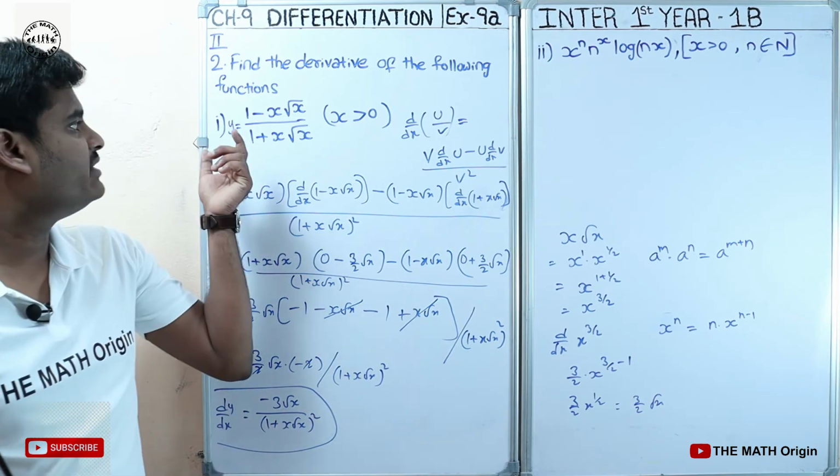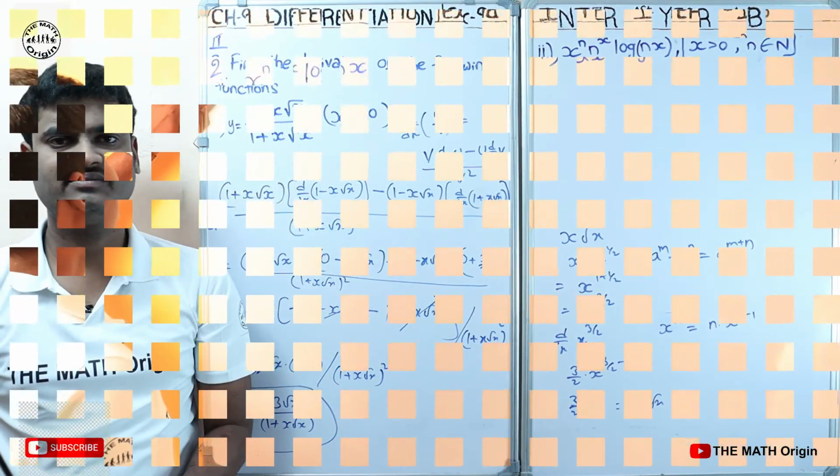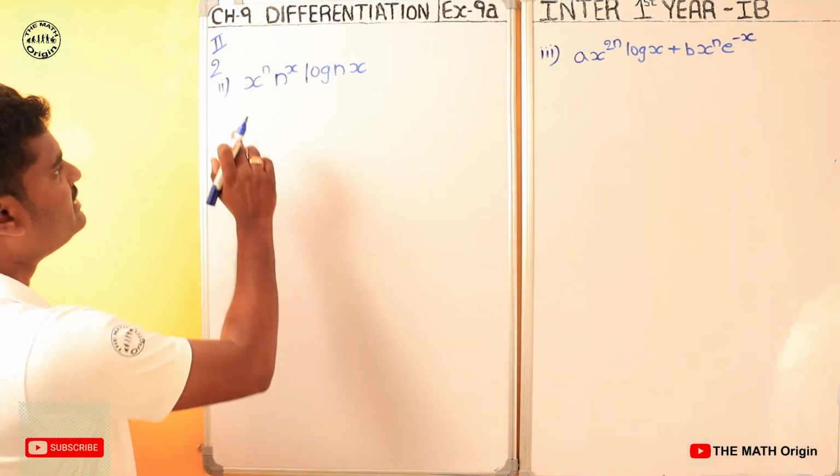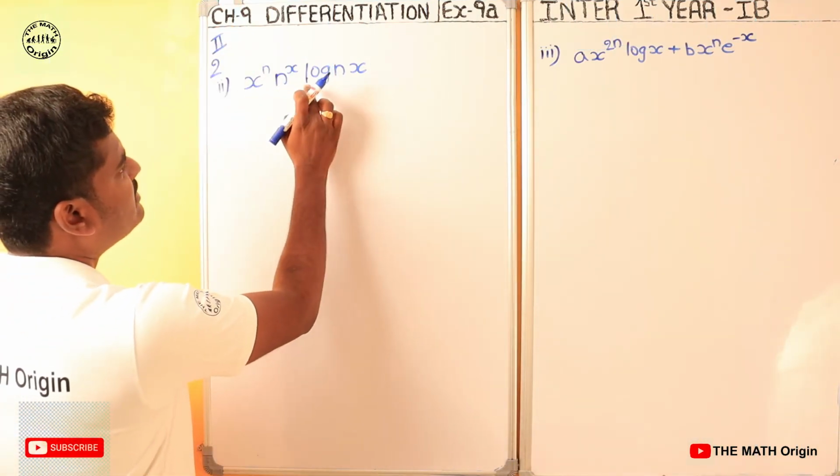Okay, with this we completed the first bit from the second question. Second bit from the second question of second section. క్వశ్చన్ x పవర్ n, n పవర్ x లాగ్ nx.